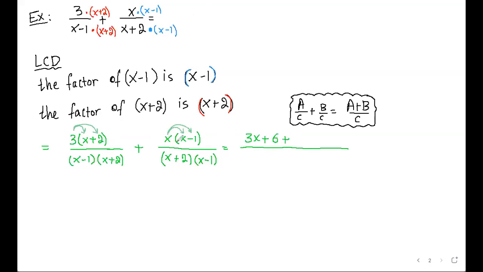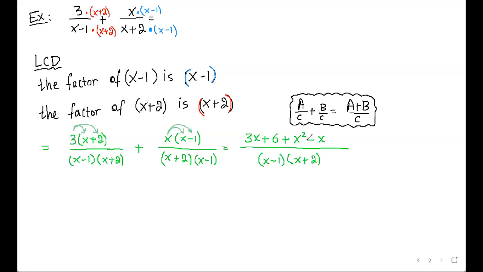Plus what? x squared, minus x. Yes, exactly. And the denominators are equal. We can choose any one of them. So I will choose x minus 1 times x plus 2.